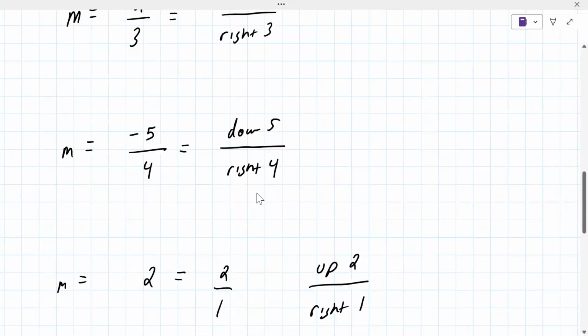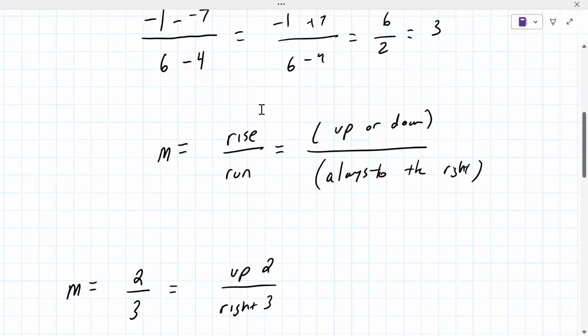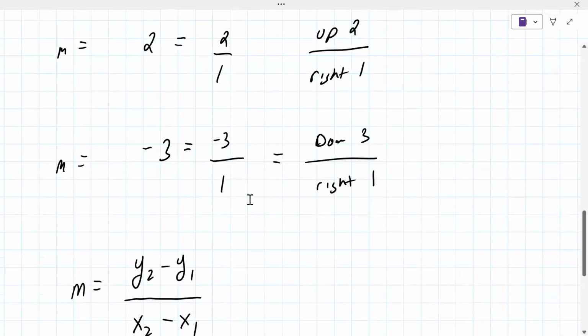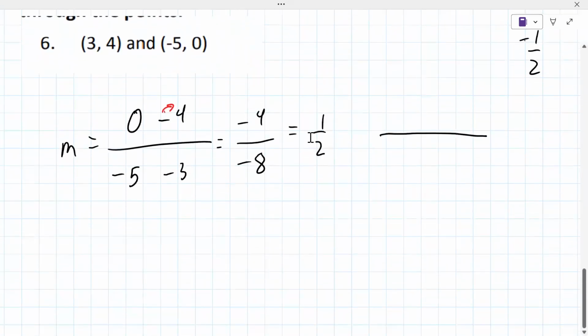So what I mean is what we're doing up here. Like what 2/3 means, you're going up 2 and right 3. That's what I'm looking for here. What does the 1 over 2 mean? Up 1, right 2. Up 1, right 2. Perfect. Very good. Okay, I'm going to have you try another one of these slope problems.